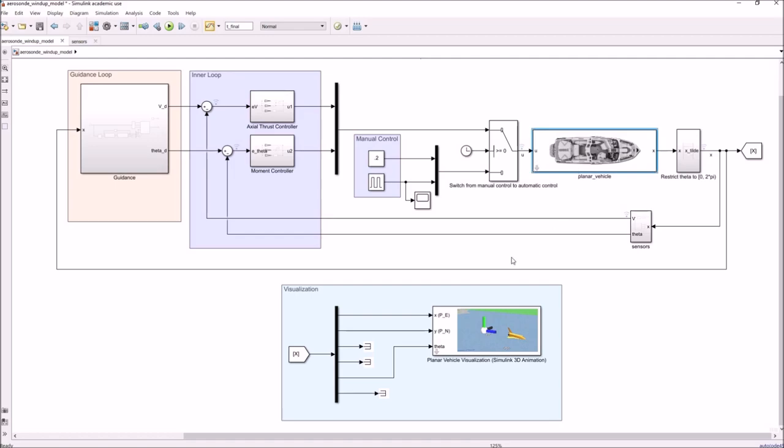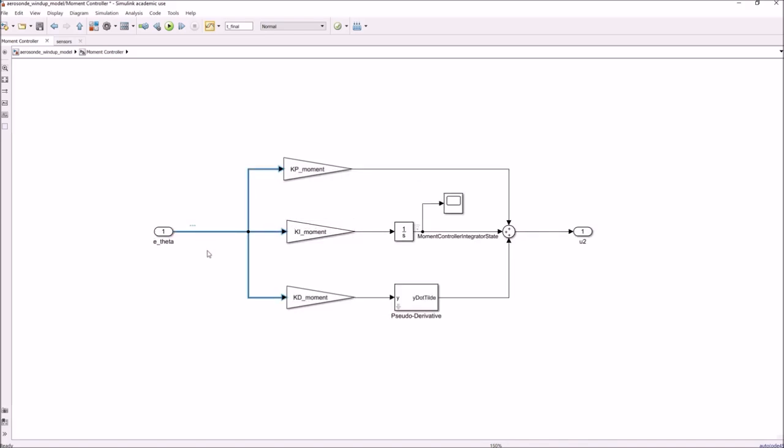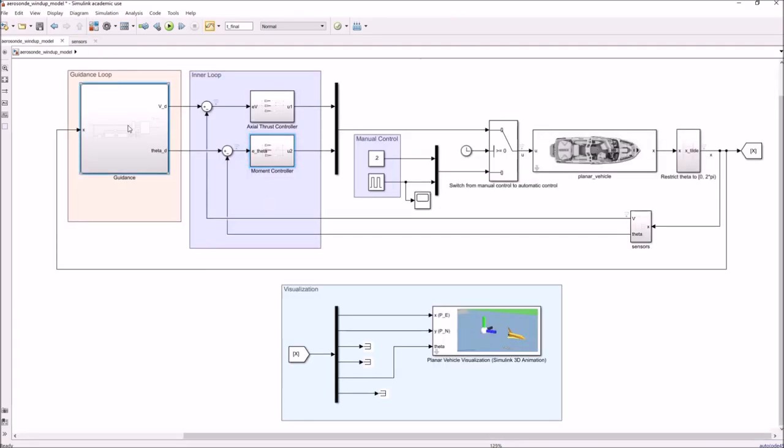So I'll quickly walk you through this diagram and this control system just to show you what's going on. This controller is what we're mostly interested in. It's a PID controller, which looks at the error in the heading angle, and it controls a moment thruster, which can change the heading of the vehicle. Long story short, it's a PID controller that is trying to point the vehicle in the direction of the next waypoint. I've got a very simple guidance loop outside, which is in charge of guiding the vehicle to successive waypoints as it goes, quote unquote, across the Atlantic Ocean.